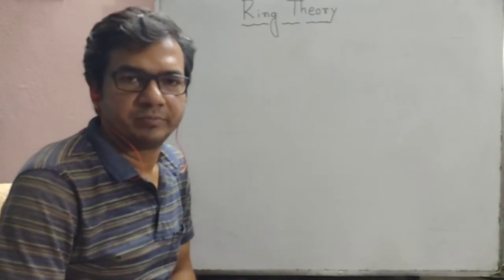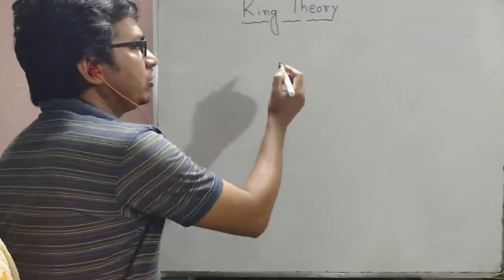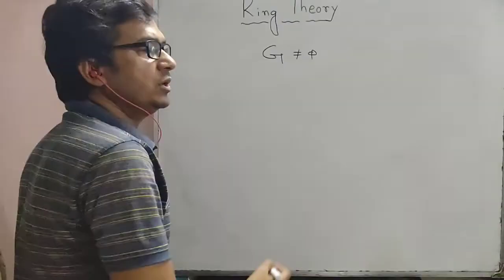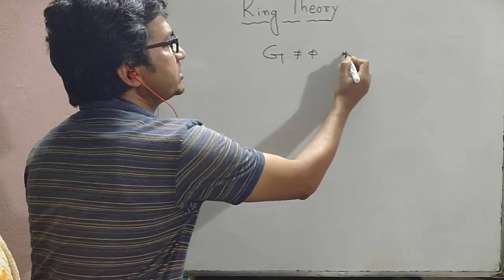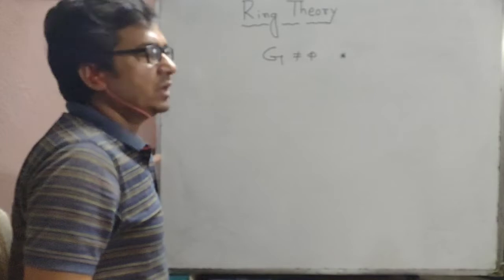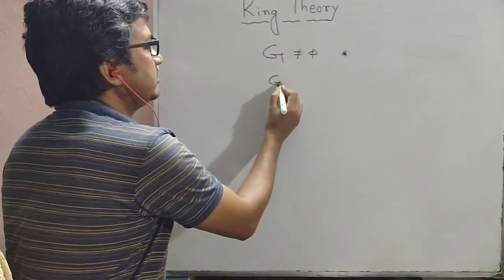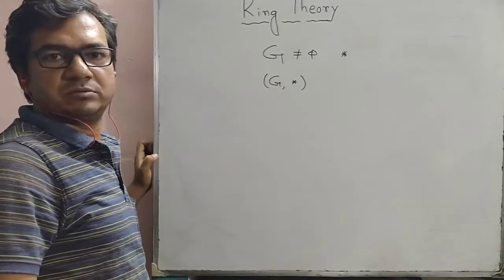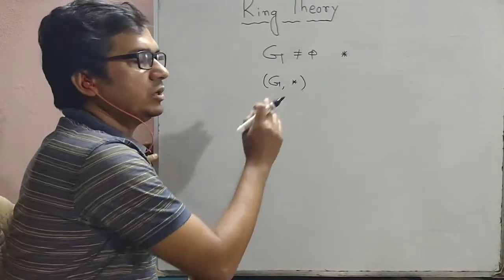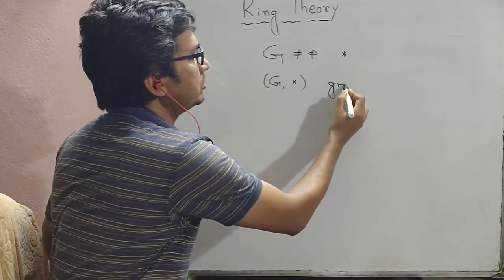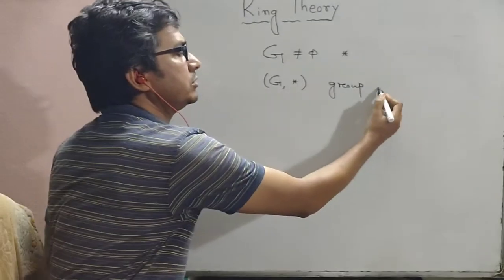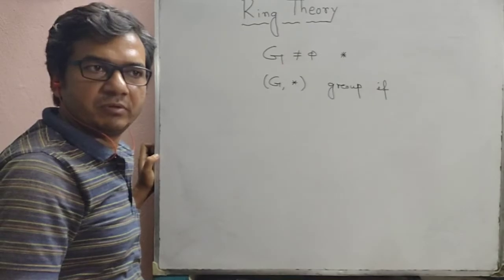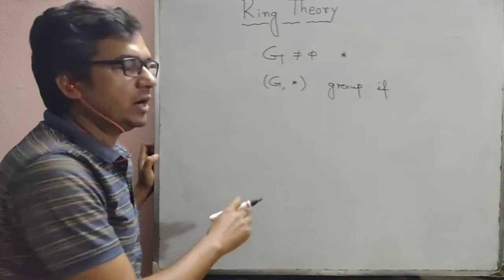In group theory, we consider a non-empty set G together with a binary composition star, and the algebraic structure G together with star is called a group if G satisfies the following properties under star.